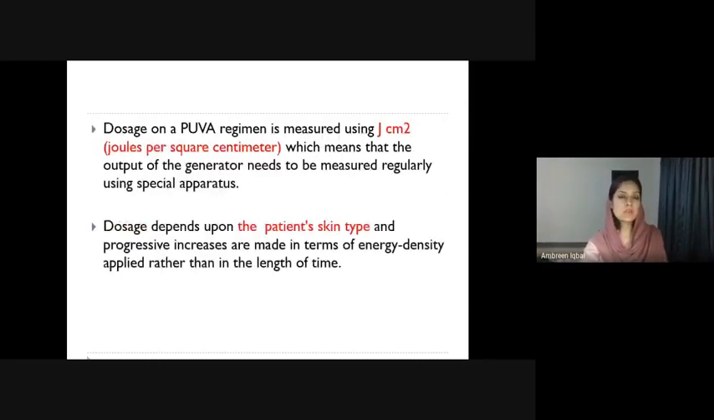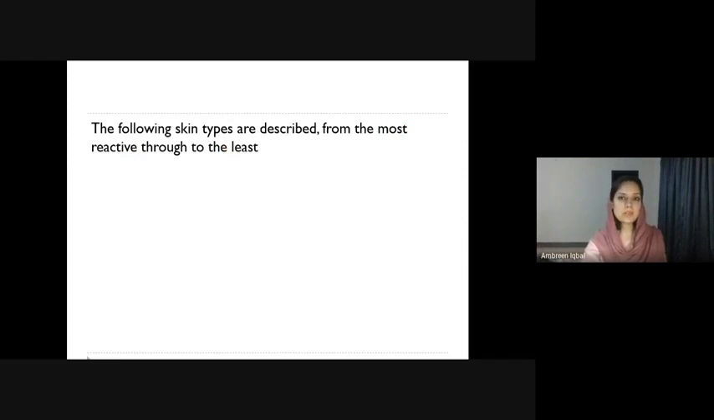The dosage of the Psoralen ultraviolet A regime is measured in joules per centimeter square, which means that the output of the generator needs to be monitored regularly with special apparatus. Dosage also depends upon the patient's skin type, and progressive increases are made in terms of energy density. The following skin types are described from the most reactive to the least reactive.